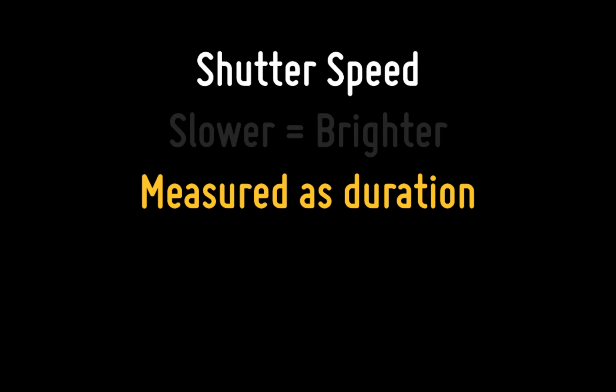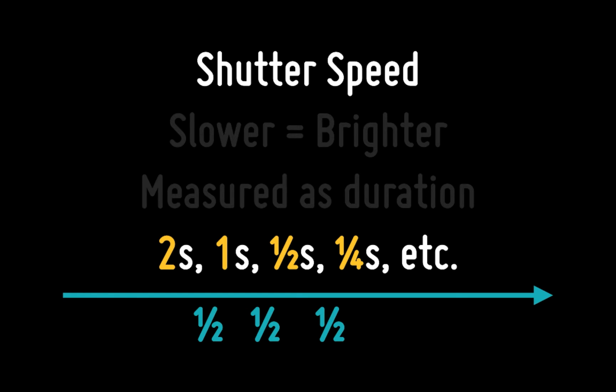This one we measure as a duration. So we might say that the shutter speed is 2 seconds. That means I'm going to hold it open for 2 seconds before closing it. And again, we work on this factor of halving.